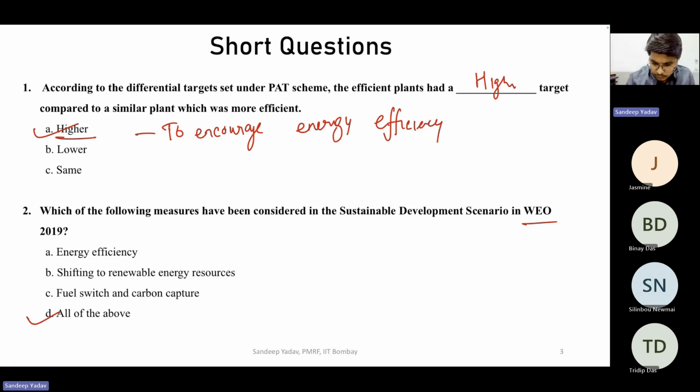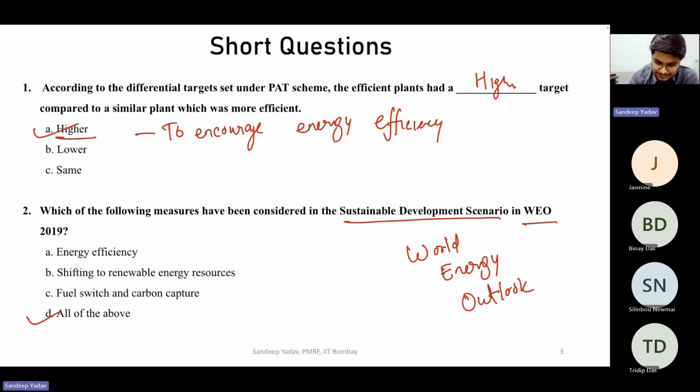Because in the WEO, World Energy, I think WEO stands for, check. World Energy Outlook. It stands for World Energy Outlook, and it has considered a few sustainable development goals. We can also call it SDS. So this includes energy efficiency, shifting to renewable energy sources, and fuel switch and carbon capture. So the right option will be all of the above.